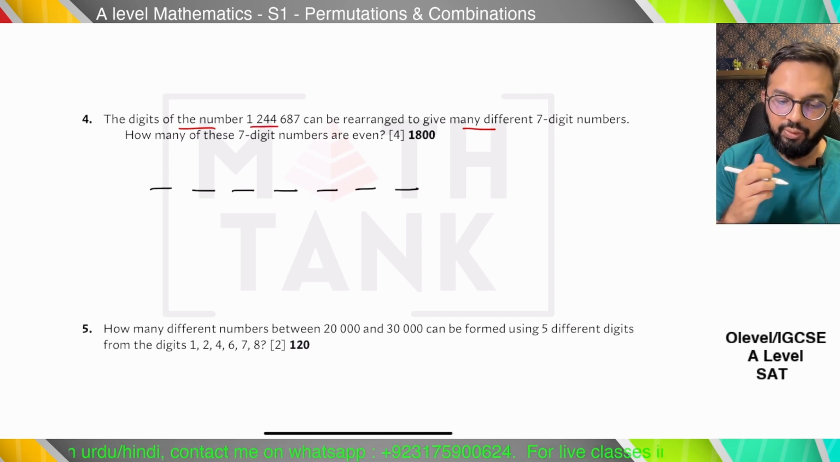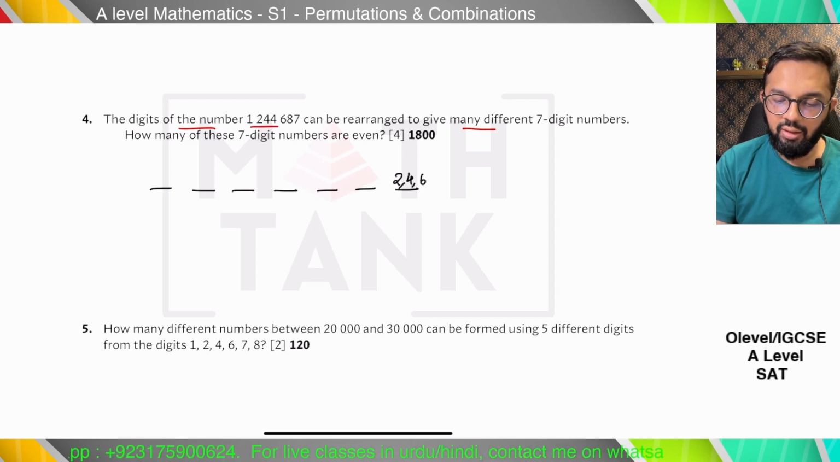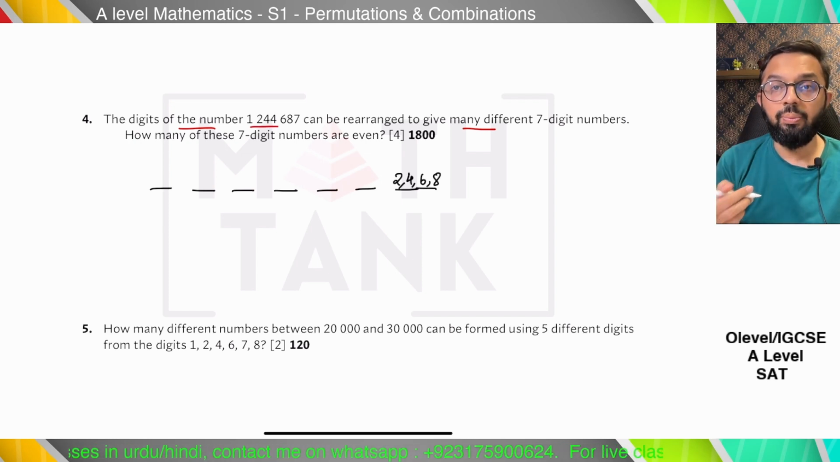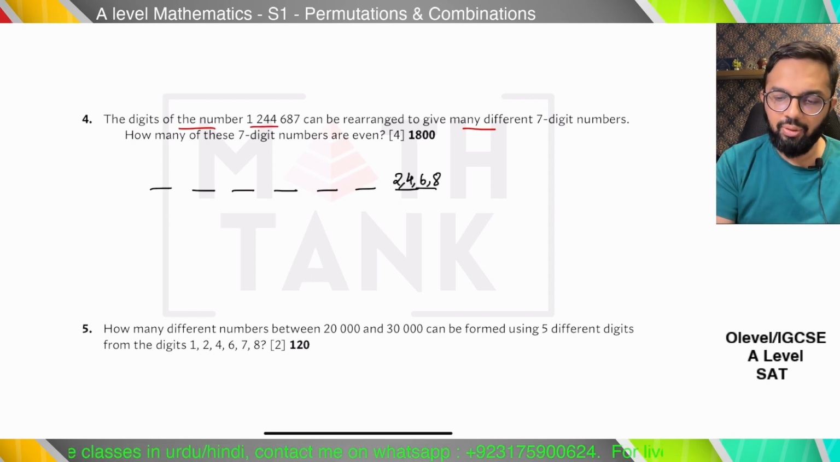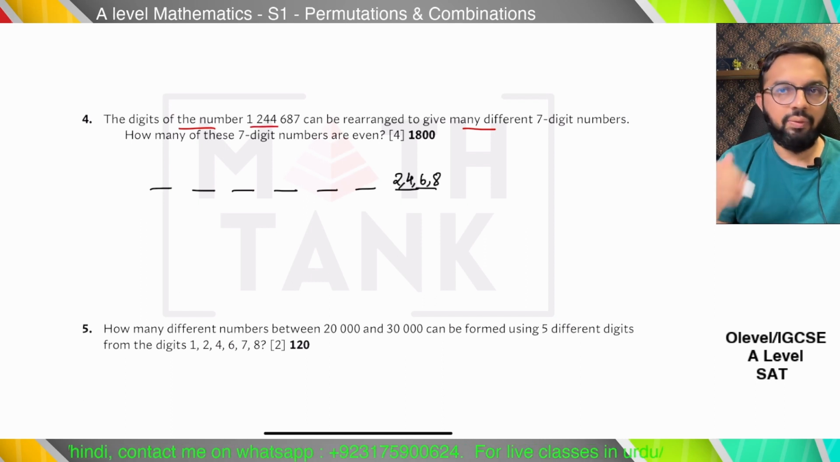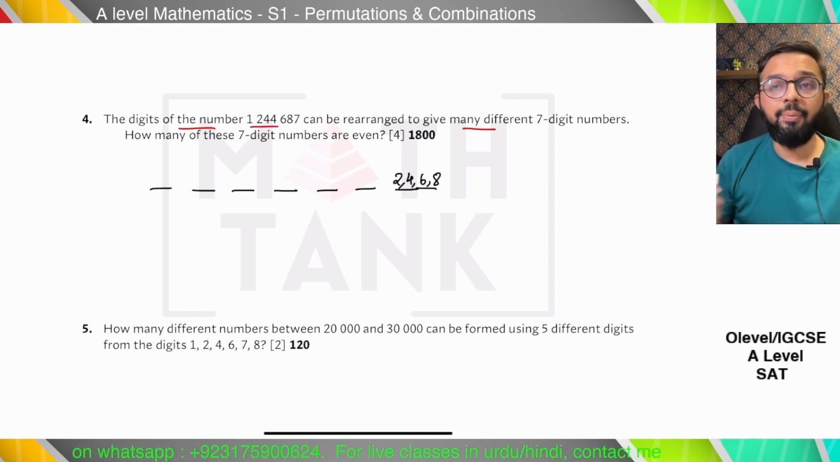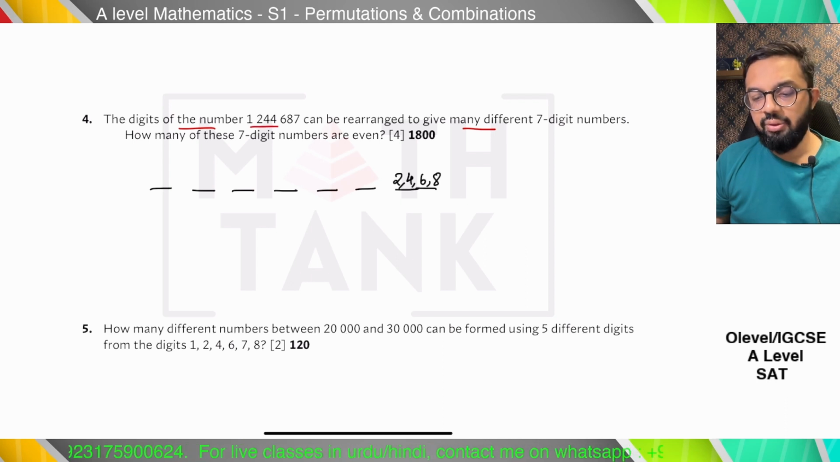Okay, so for even, you can have a 2 here, a 4 here, a 6 here, or an 8 here. I'm not writing two fours because ending with the first 4 or the second 4 is the same thing. You cannot have a different combination for that. So what I'm going to say is that one of these numbers is going to settle here. Now, with identical numbers, you have to be careful.